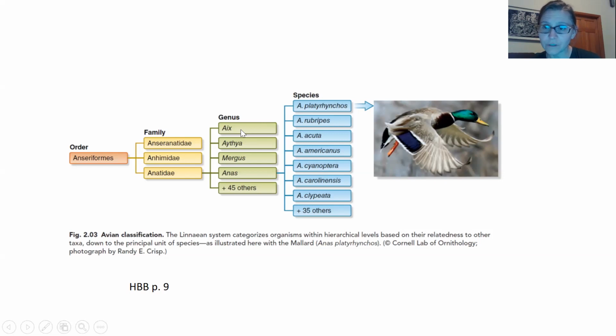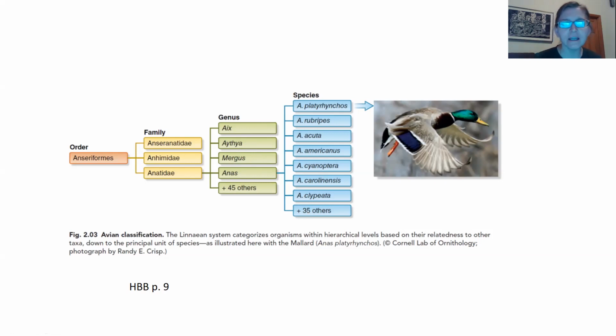Aix, so that's the wood duck is in that genus. Aythya, Mergus, those are your mergansers. Anas, which are your dabbling ducks, plus 45 others. Ducks are pretty diverse. And so if you follow genus Anas, then you get down to the level of species.